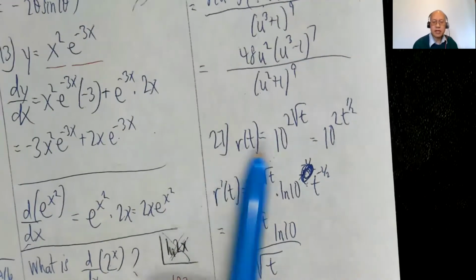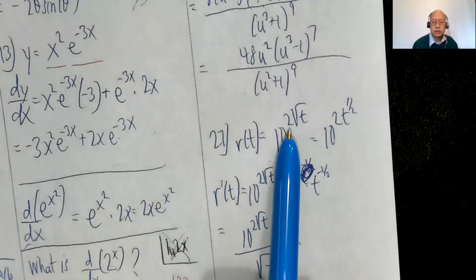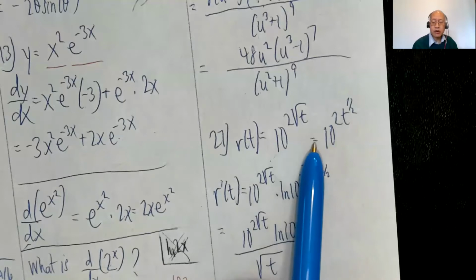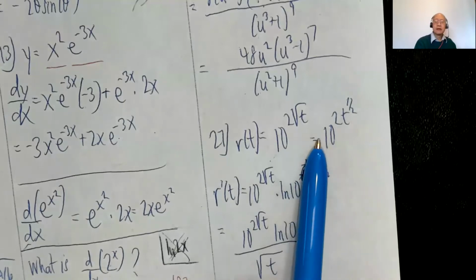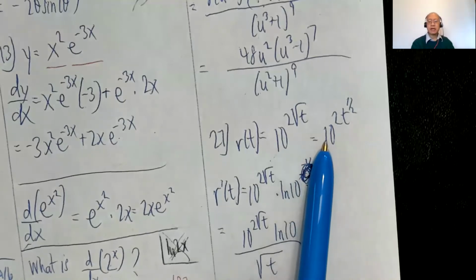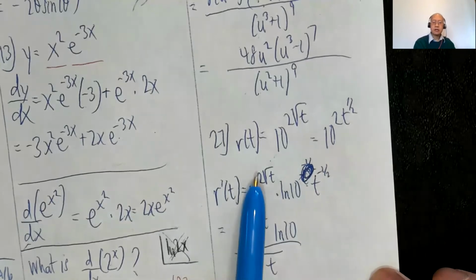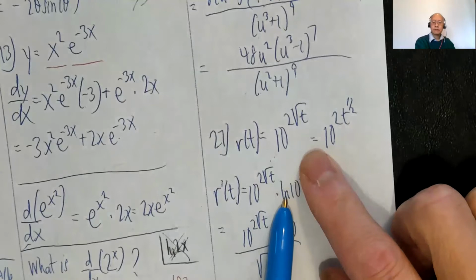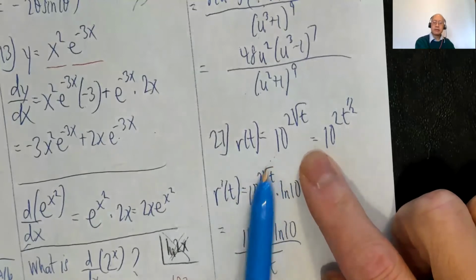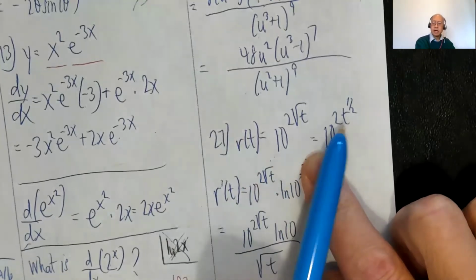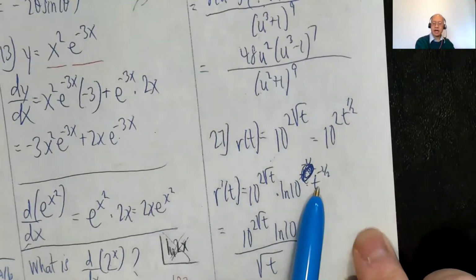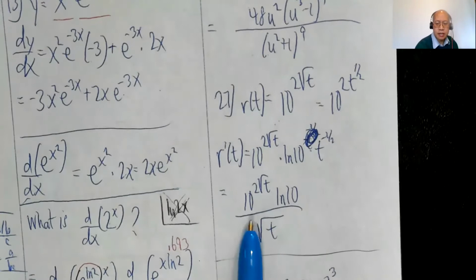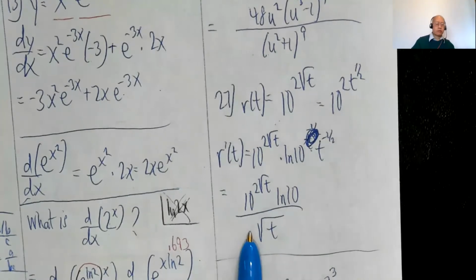Okay, 27: r of t is 10 raised to the 2 radical t, that's 2t to the 1/2. So now we know how to differentiate something besides base e. Base 10, I'm going to go 10 to the 2 radical t times ln 10. Then by the chain rule times the derivative of 2 radical t, and the derivative of this is t to the negative 1/2. So the best final answer: 10 raised to the 2 radical t times ln 10, all over radical t.